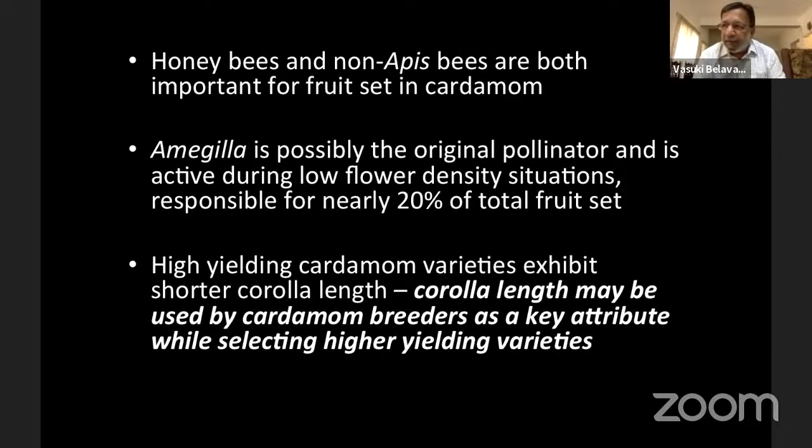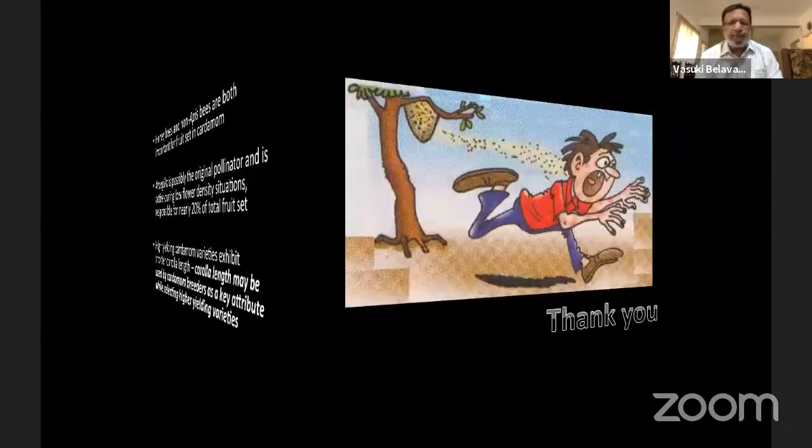So we have to conserve their nesting sites also. They are all soil nesting species. And high yielding cardamom varieties exhibit shorter corolla length. Corolla length may be used by cardamom breeders as a key attribute while selecting higher yielding varieties. I think that's it. Thank you very much.